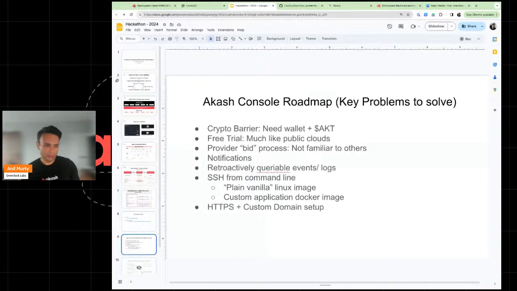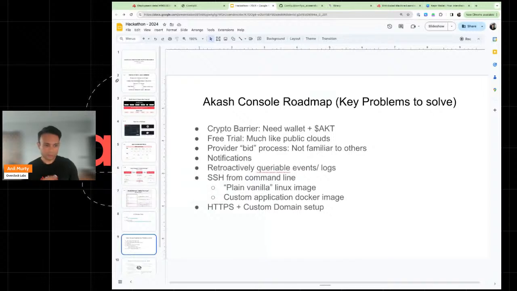The third one in the list is basically this bid process. If you're somebody coming from a traditional cloud platform, the bid process is very alien because you don't understand what that means. So providing an option for people that don't understand the bid process and just want to deal with an instance type, being able to just pick an instance and deploy onto it, is something that we're very interested in building.